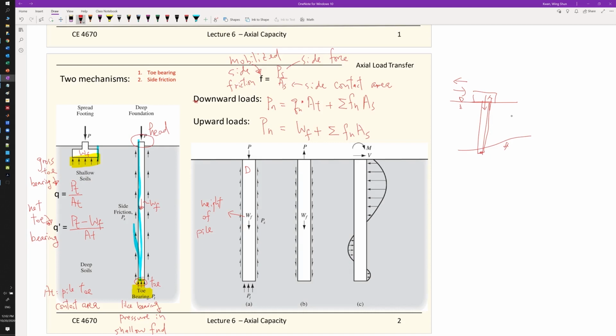So again, this gives us an overall picture, and then we will get into more details on how to calculate the toe bearing, because you need to care about the area at the toe again, and on the side friction we talk about how to characterize that friction, which is very important, as you can see here, how this friction relates to the soil properties. That's what we will focus on next, such that you can get the nominal loading that you can get from the side of the pile.